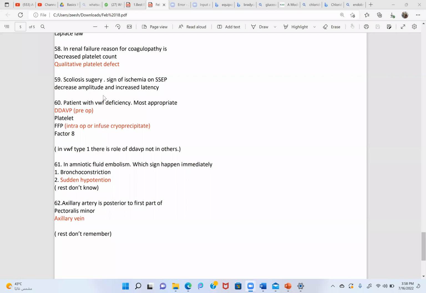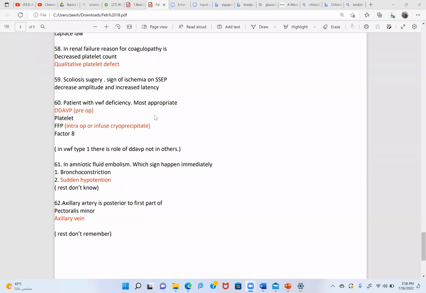Scoliosis surgery, sign of ischemia on SSEP: decreased amplitude and increased latency. You know about the concept of latency and amplitude? In somatosensory evoked potentials, there will be compression, so there will be increased time in the response. That is latency. And there will be decreased amplitude. That is the response.